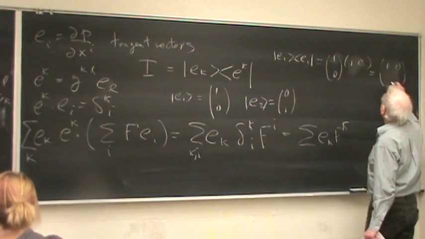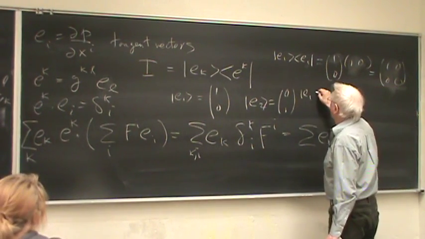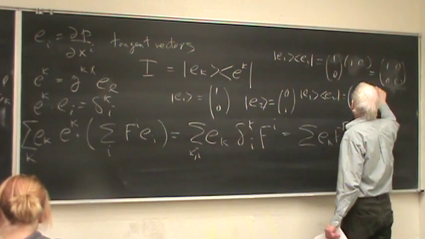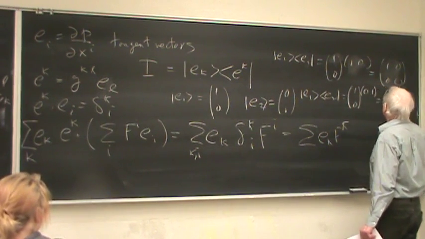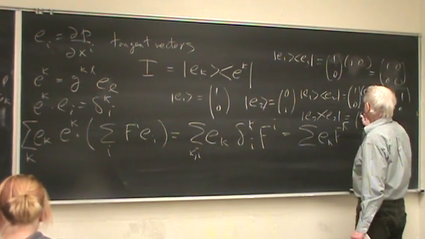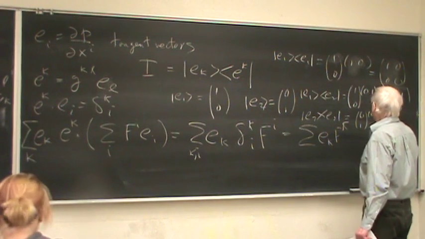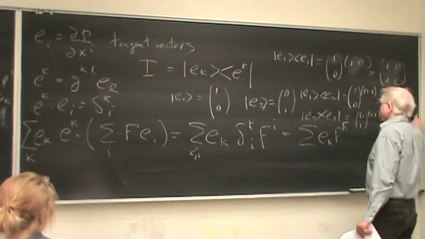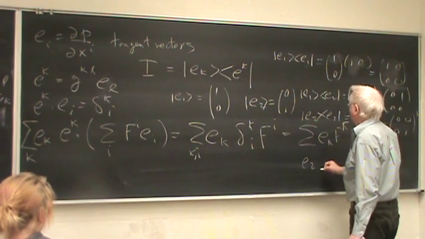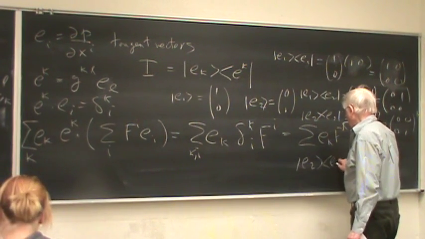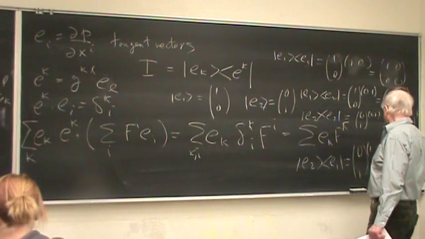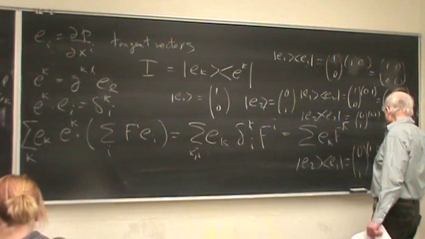Okay, so this is 1, 0, 0, 0. E1, E2 would then be 1, 0, 0, 1, and this is 0, 1, 0, 0. E2 cross E2 would be 0, 1, 0, 1, and that would be 0, 0, 0, 1. And then finally, let's see, is that E2, E2? Okay, E2, E1 is 0, 1, 1, 0, and so this is 0, 0, 1, 0.